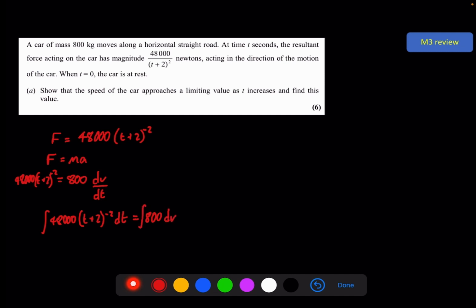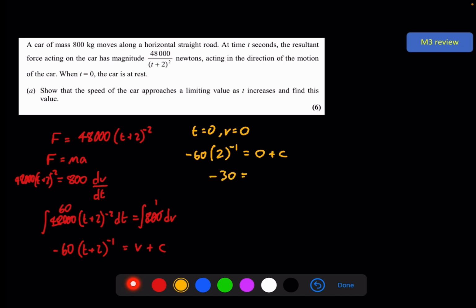To make it a bit easier, I should divide both sides by 800. We get a 1 there, and we get 60 here. Then integrating gives (t plus 2) to the minus 1 divided by minus 1, so we get minus 60 there. We get v, a constant of integration. Now we know that when t is equal to 0, the car is at rest, so v is equal to 0 when t is equal to 0. We can put in those boundary conditions. We get minus 60 times 2 to the minus 1 is equal to 0 plus c. 2 to the minus 1 is just a half, so half of 60 is 30, so c is minus 30, which gives us minus 60 (t plus 2) to the minus 1 is equal to v minus 30, or if I rearrange that, we get v is equal to 30 minus 60 over t plus 2.